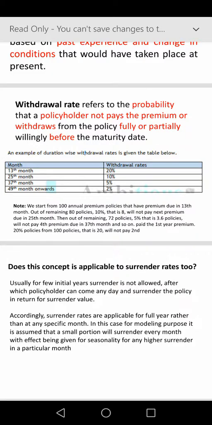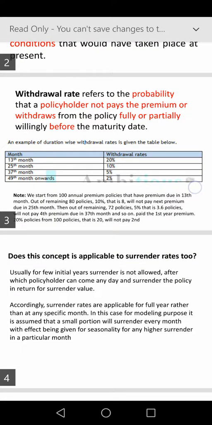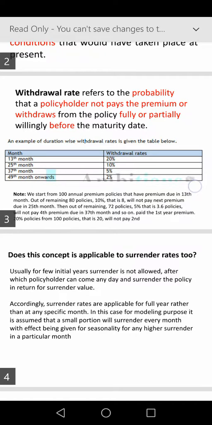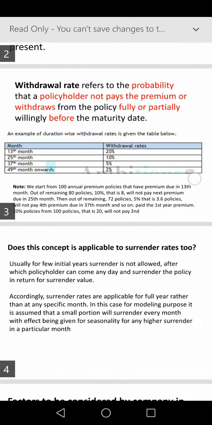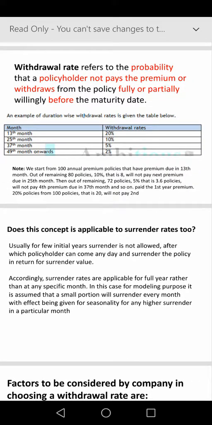If we carry on further, we find that by the time we reach the 25th month, there is a further scope of 10% more people withdrawing. So again, out of 80, 10% more means 8 people will be discontinuing. So we will be able to get only 72 policy premiums. So this is how we have to read this table. Now carry on with the concept.